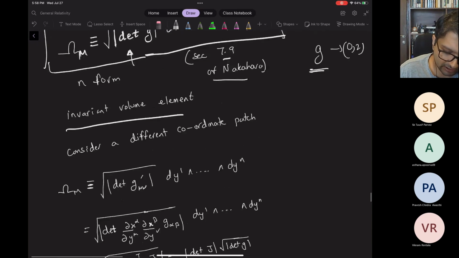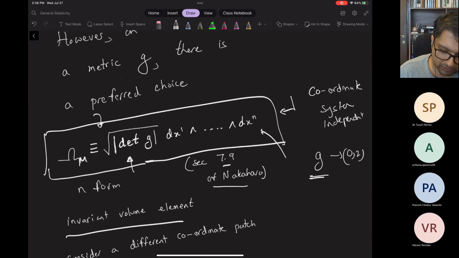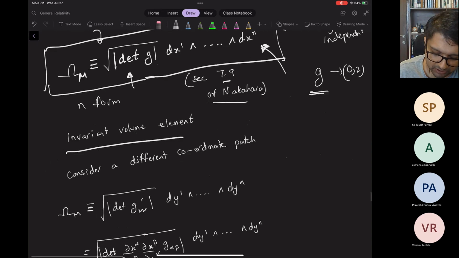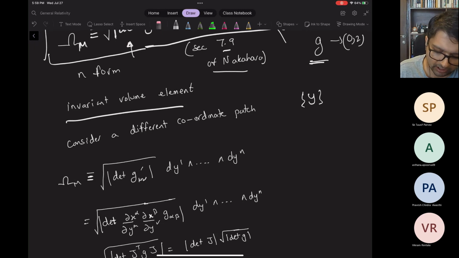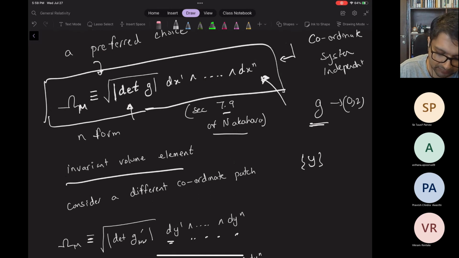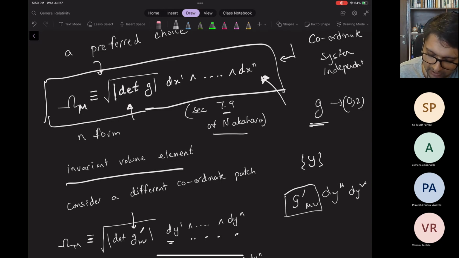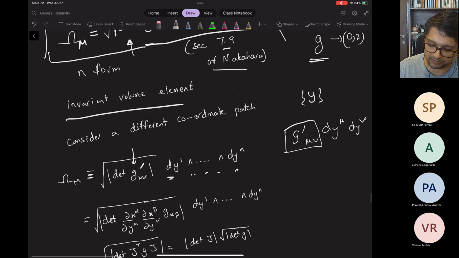So now the first thing we'll show is that this definition is actually independent of the coordinate system that we choose. Let's suppose that we chose a different coordinate system y on the same patch. So we would have dy1 wedge dot dot dot wedge dyn. And with this definition, we would have the determinant of g prime, where g prime is the metric expressed as g mu nu dy mu dy nu. So this is the determinant of these metric coefficients expressed in this new basis, that is, in the y basis.